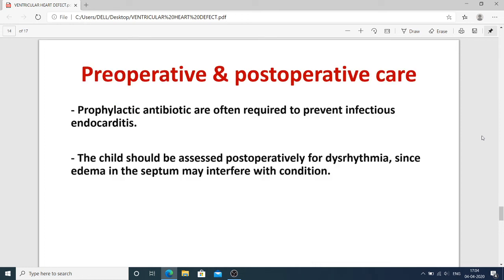The next is preoperative and postoperative care. Prophylactic antibiotics are often required to prevent infectious endocarditis. Endocarditis, what is endocarditis? It is inflammation of the endocardium. The child should be assessed postoperatively for dysrhythmia. Dysrhythmia means an abnormal rhythm of the heart. When the normal rhythm is disturbed, that is known as dysrhythmia. Since edema in the septum may interfere with the condition.